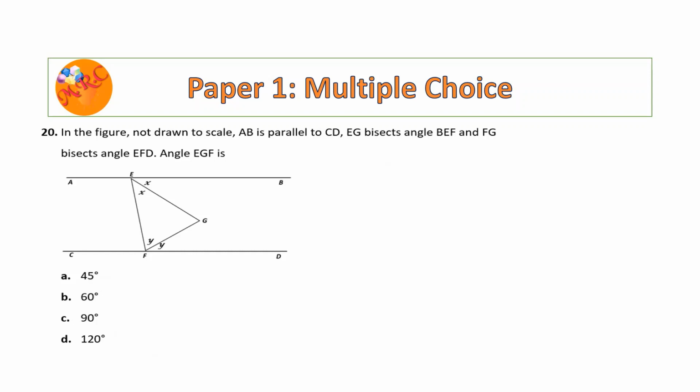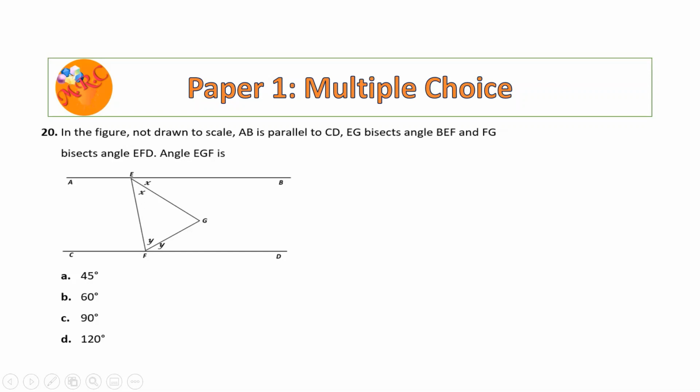Next question. In the figure, not drawn to scale, AB is parallel to CD. EG bisects angle BEF and FG bisects angle EFD. Angle EGF is, so they're asking us for the angle at the point G, EGF.